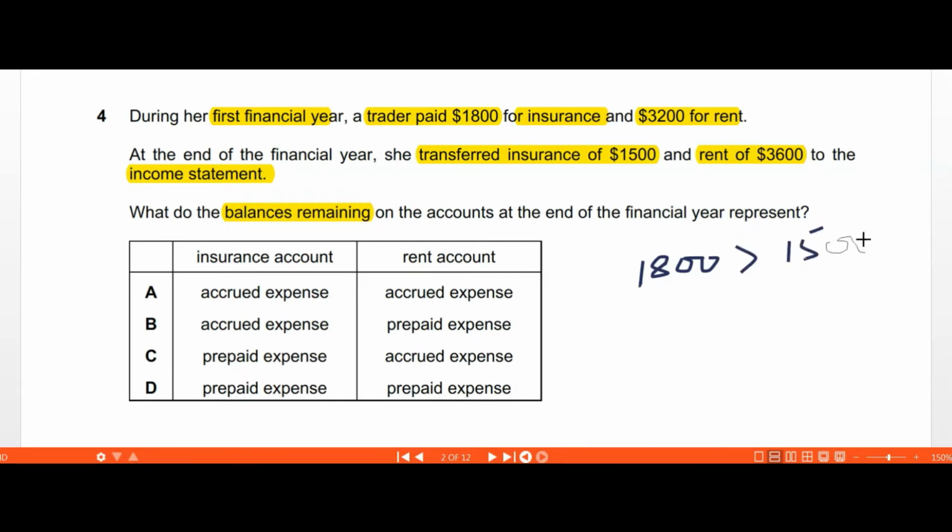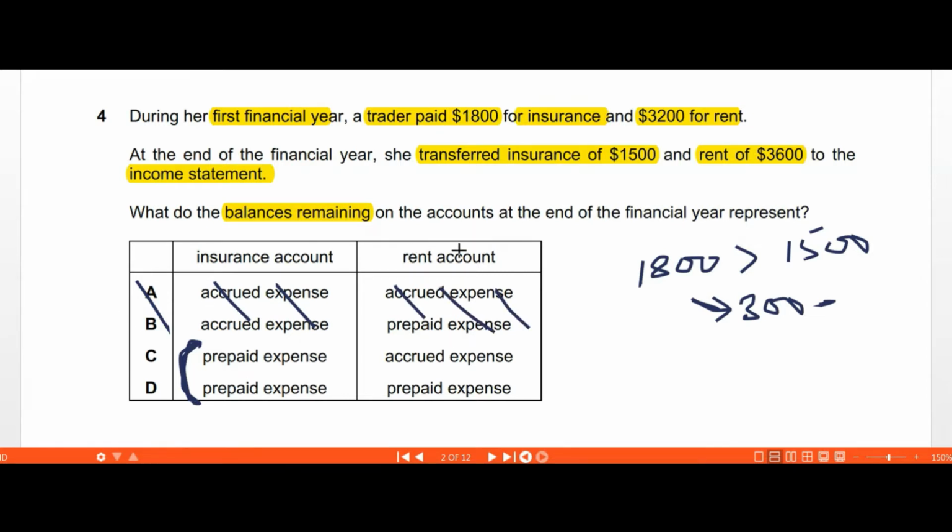So there's an excess of 300, which means that when we were making the income statements we might have deducted this 300, and we all know that we deduct a prepaid expense. So the insurance account must have been prepaid. Now there are two options for prepaid expense, C and D. So this simply helps us identify if we are not selecting A or B.